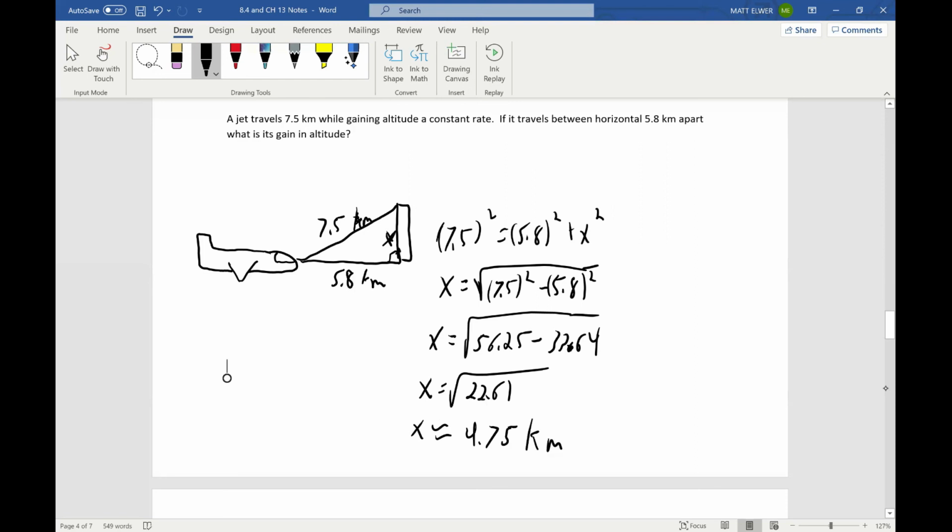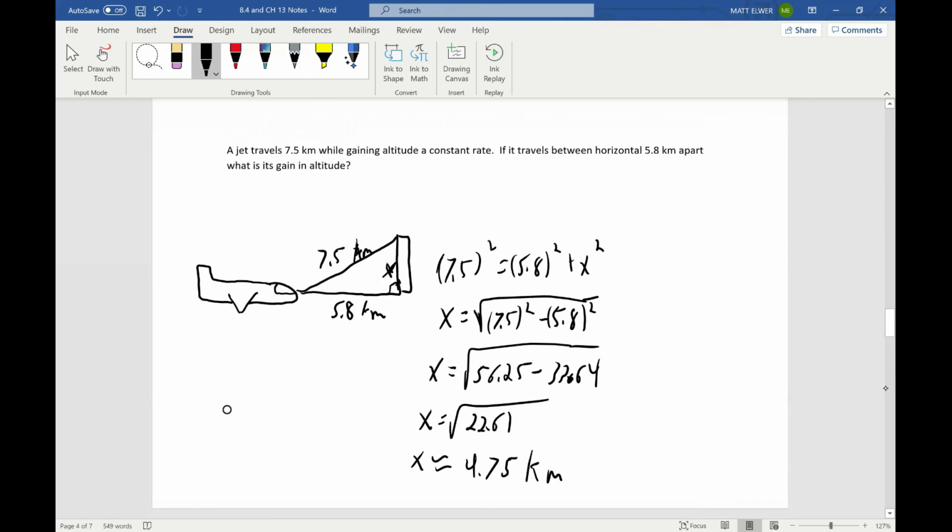Okay, so we could have the negative to think about, right? But notice that he said he's specifically gaining altitude, right? So we have to take the positive because it's gaining altitude, right? If it said that he was descending at a constant rate, then we would take the negative, right? Because we're going down.